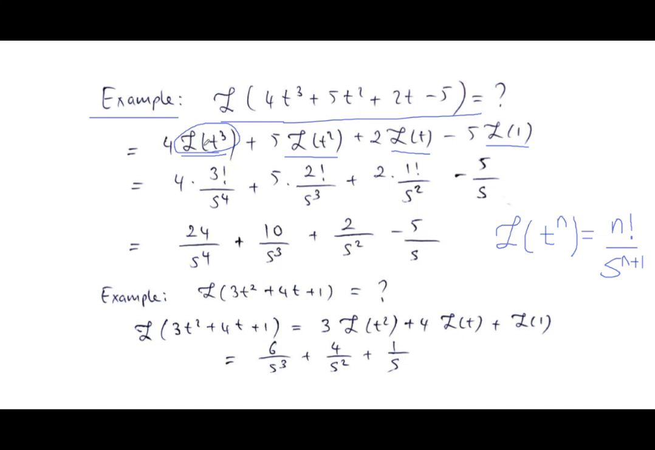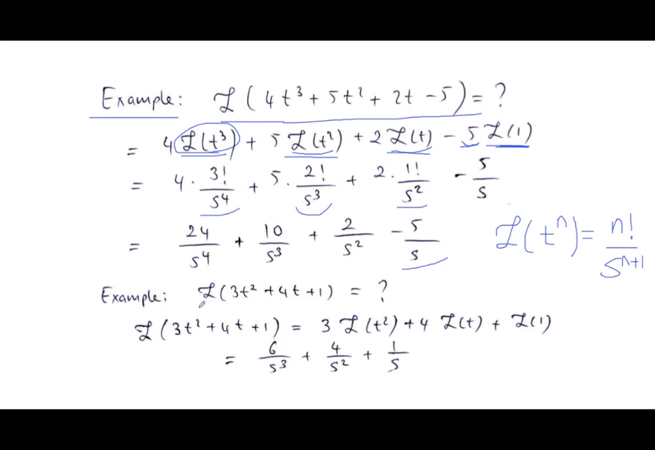And you just do this. This is 3 factorial divided by s to the power 4. And then for t squared, you have 2 factorial divided by s cubed. For this one, you have 1 factorial divided by s squared. 1 factorial is just 1. And for this one, you have 0 factorial, but 0 factorial by definition equals 1. So you have 1 over s, and we have a 5 here, so this becomes 5 over s. And basically, by combining these all together, that gives us the Laplace transform of this polynomial.